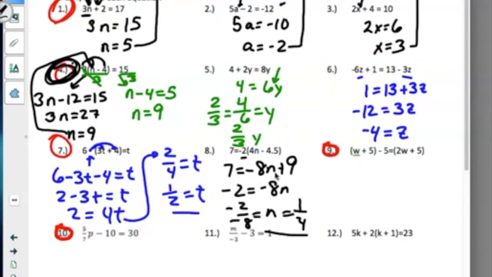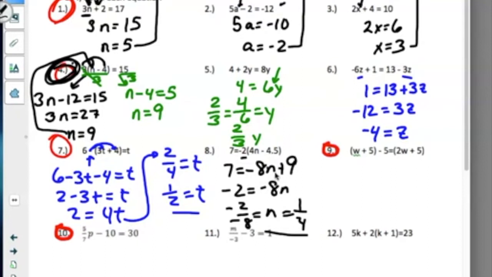Now, I'm hoping you start to notice that the further along we're going, the more technical these are getting, and the more care I have to pay attention with my signs, my order of operations to undo everything.